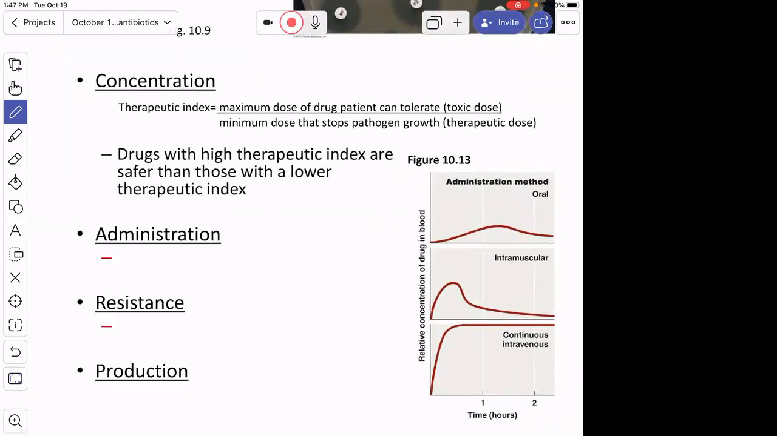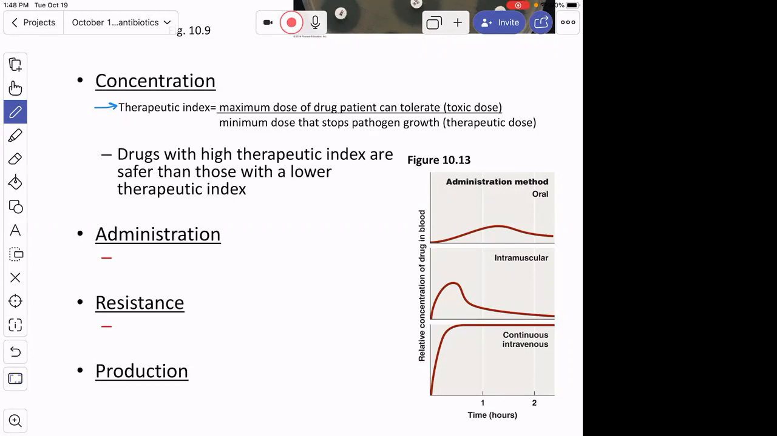Okay. So other things to consider. What concentration should we use to treat the patient? Okay. So in order to determine that, we have to know the therapeutic index of the drug. So that basically is the maximum dose of drug a patient can tolerate. So meaning the maximum dose where the side effects don't become too much. Not necessarily that it kills the patient, but when the side effects become unacceptable.